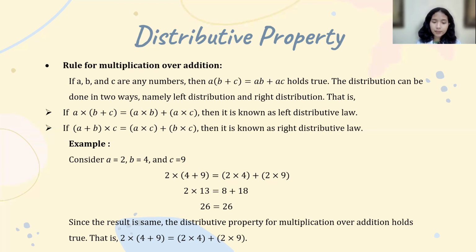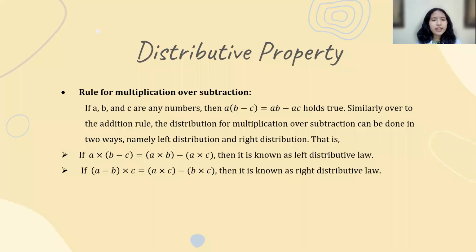Since the result is the same, the distributive property for multiplication over addition holds true. That is 2 times the sum of 4 and 9 is equal to 2 times 4 added to 2 times 9. And then there is the rule for multiplication over subtraction.